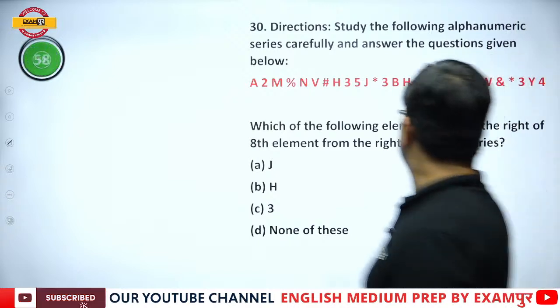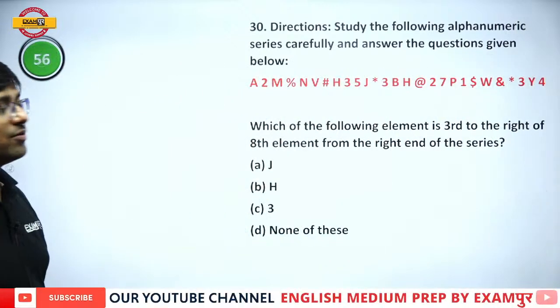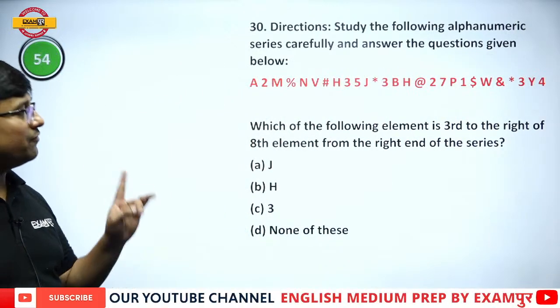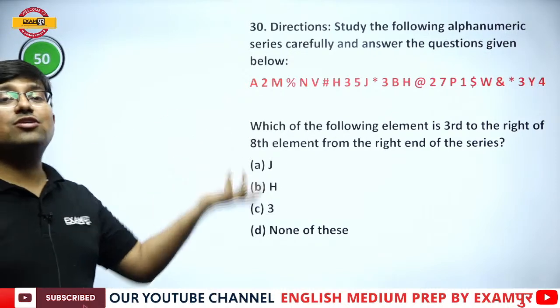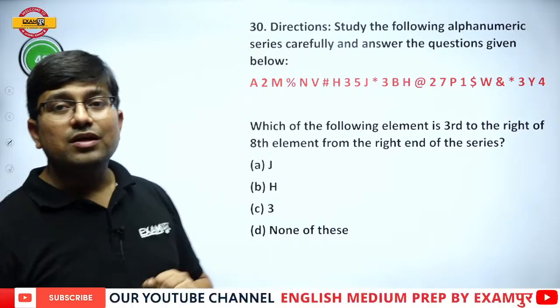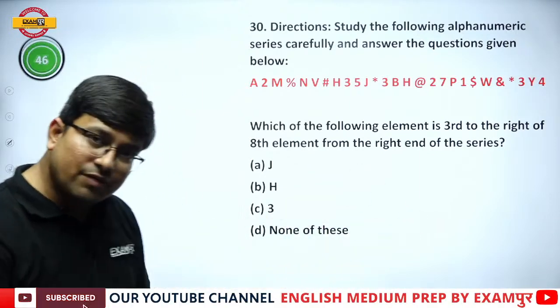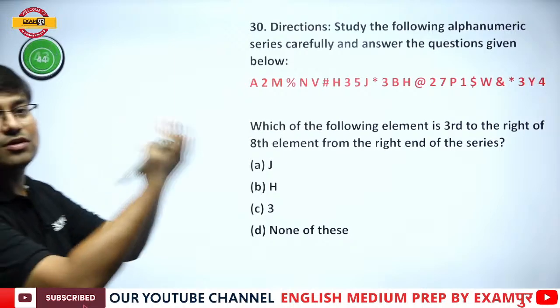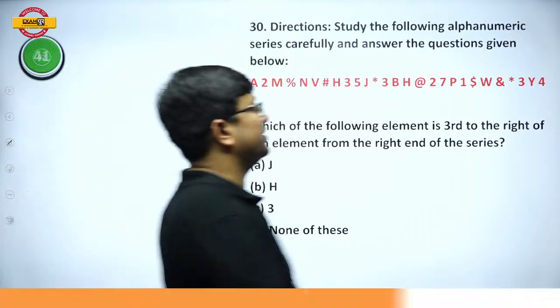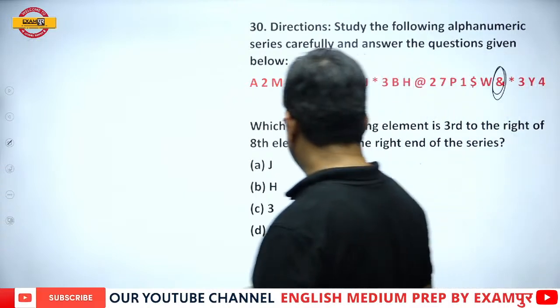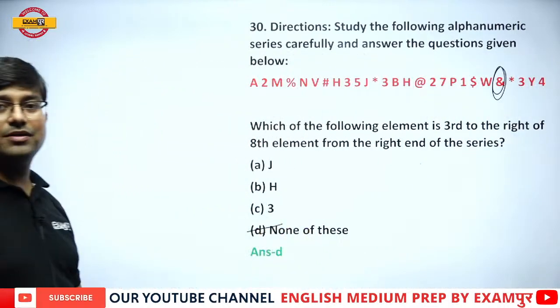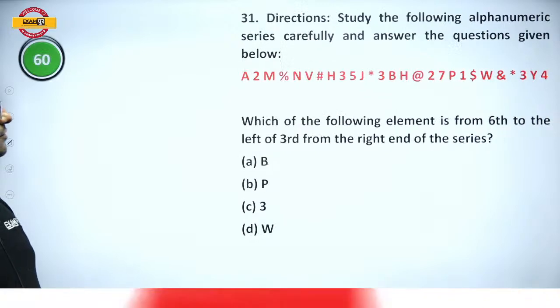Now, which of the following element is third to the right of 8th element from the right end of the series? Third to the right of 8th element from the right end of the series means effectively 5th from the right. Third to the right of whom? The one who is 8th from the right. So first we will come to 8th from the right and then we will go to third towards the right. So effectively it's 5th from the right. So 1, 2, 3, 4 and 5, it's AND. And therefore the right answer is none of these. Option number D. Okay, next.